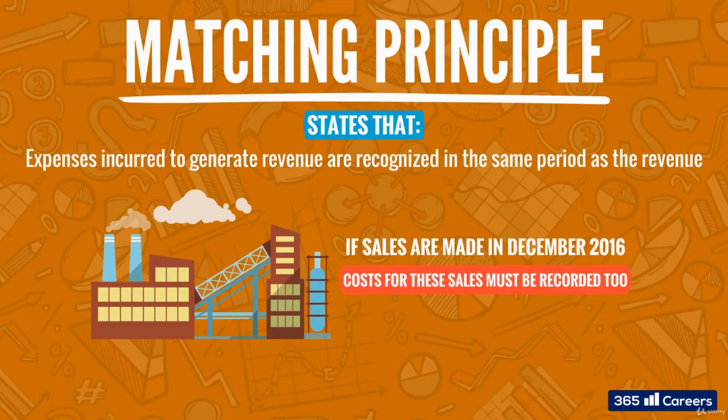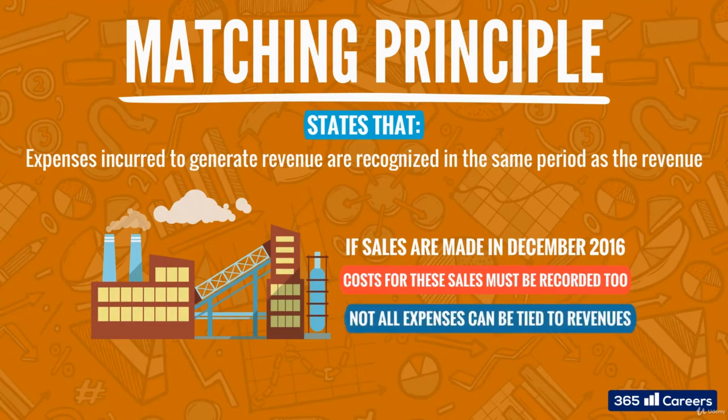However, we should always remember that not all of a company's expenses can be tied to revenues. These are the so-called period costs. Examples of period costs that a firm can have are administrative costs and utility bills. These are expensed in the period when they are incurred.